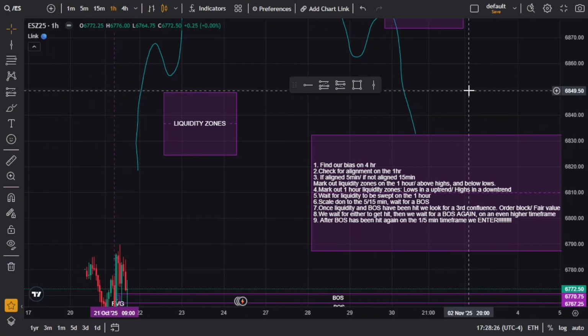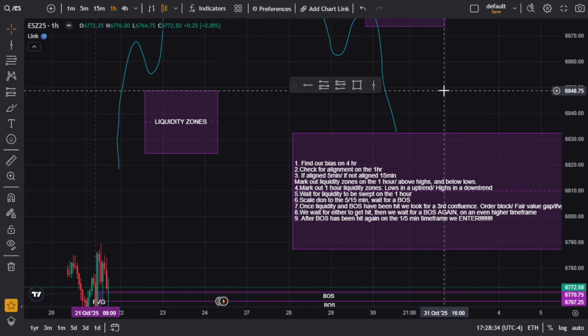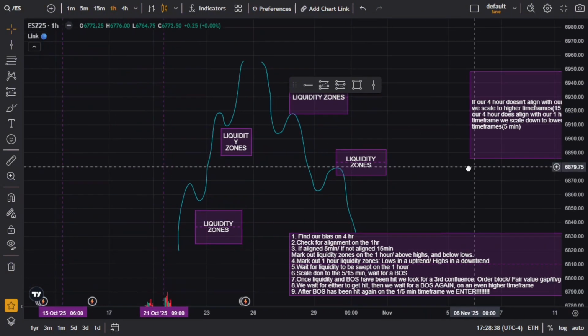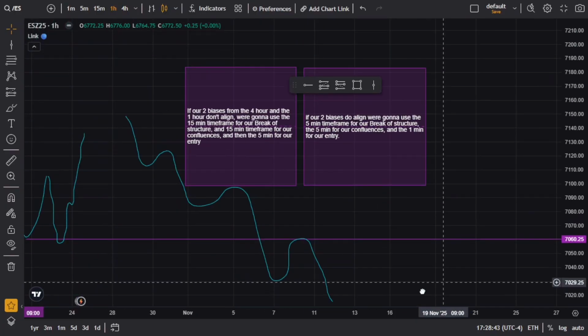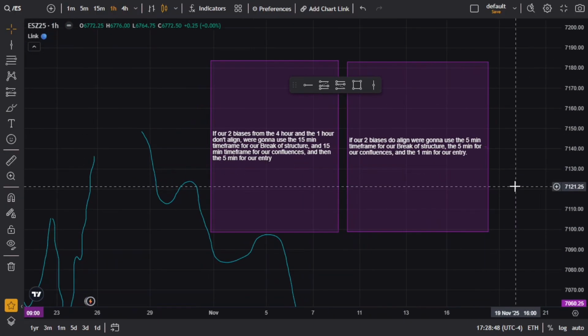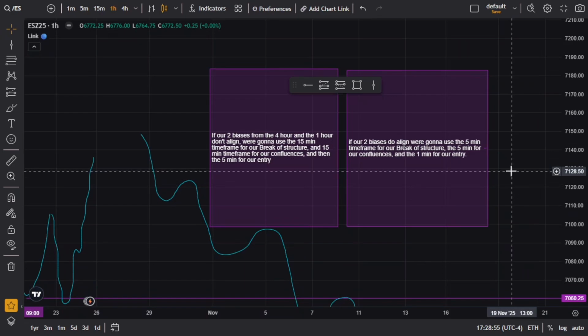The next step is scale down, oh, that says scale down. Scale down to the 5 or 15 minute based on what? What, Timmy? Based on our bias for today. Based on if our bias are the same. Exactly, perfect. What Timmy was trying to say is that after our liquidity was swept on the 1 hour, meaning after it was pushed past that line that you set.